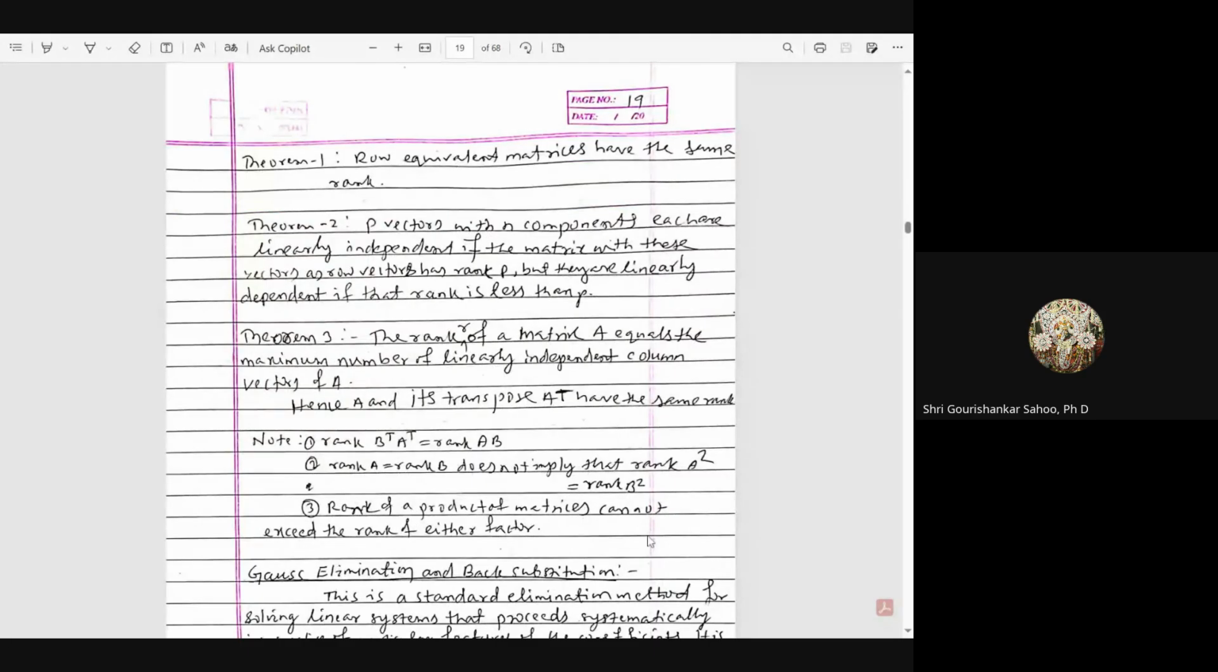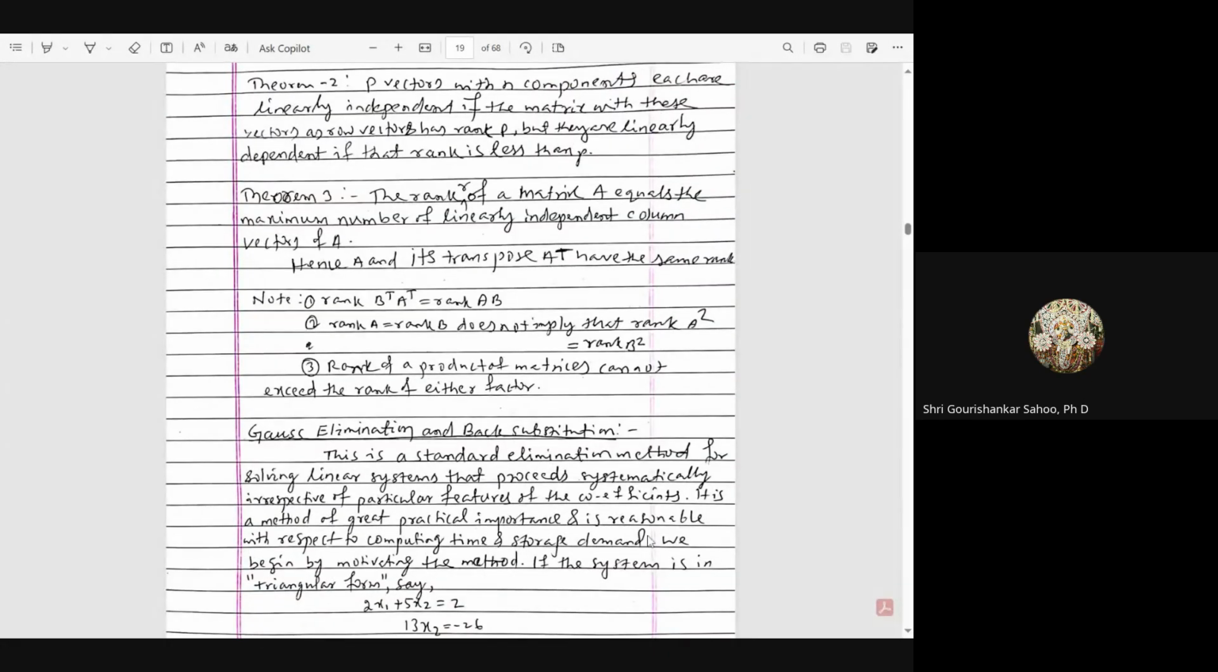There are two theorems. Row equivalent matrices have the same rank. P vectors with n components each are linearly independent if the matrix with these vectors as row vectors has rank P, but they are linearly dependent if that rank is less than P. And theorem 3: the rank r of a matrix A equals the maximum number of linearly independent column vectors of A. So A and its transpose A superscript T have the same rank.